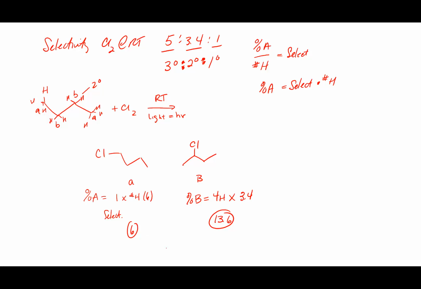So we've got 13.6. If I wanted to know the rough percentage, I would say that product B is 13.6 out of 19.6 times 100. That would give me the percentage. And over here, it would be 6 out of 19.6 times 100%, because I added 13.6 and 6 to give me the total value. Okay. So in this case, it would be roughly 2/3 B and 1/3 A, give or take.